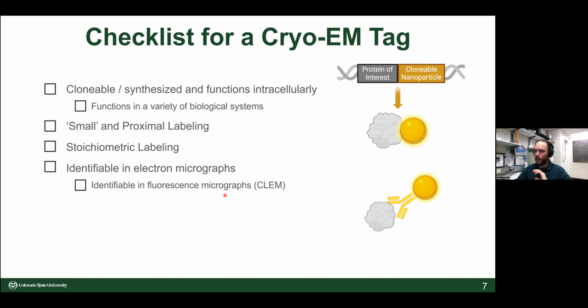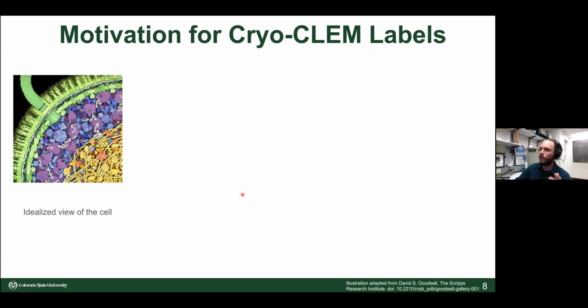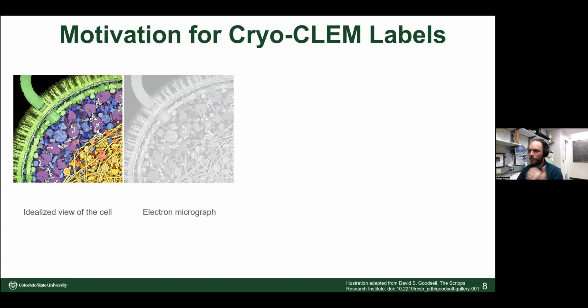This is an area that we're working pretty heavily in right now, so I'll set the stage for that very briefly before continuing. Some motivation for why we want labels for cryo-CLEM: if we think about the idealized view of the cell, we have all of this structural information. Here we're seeing larger macromolecules, colored by their molecular identity. The reality is that all of these empty spaces are filled with smaller proteins that we can't see directly.